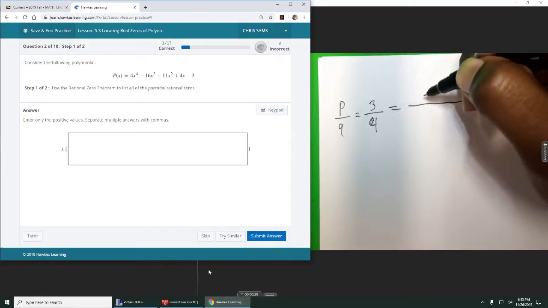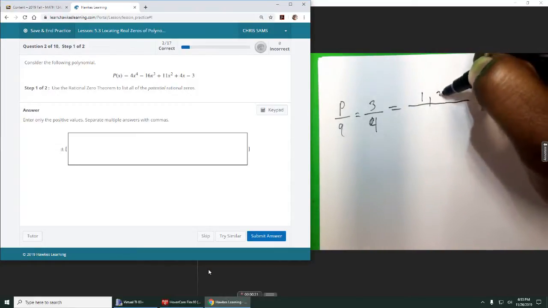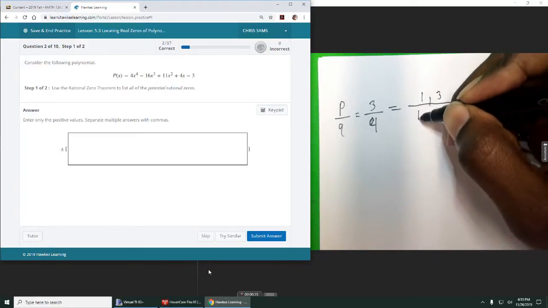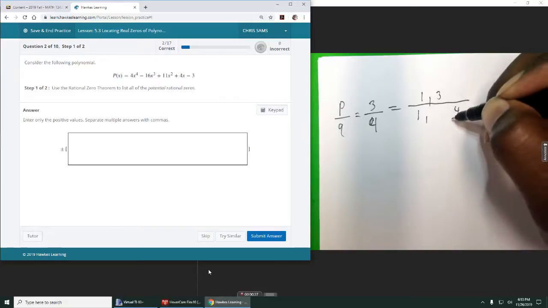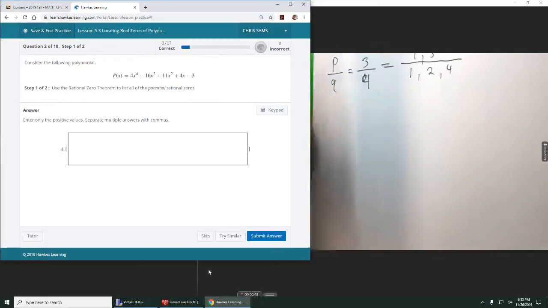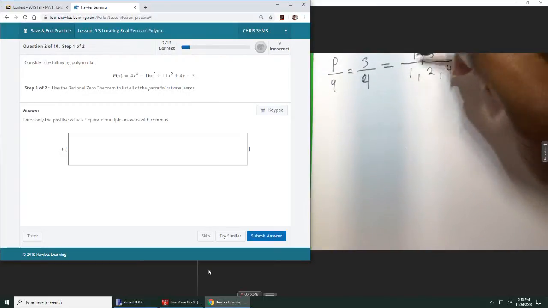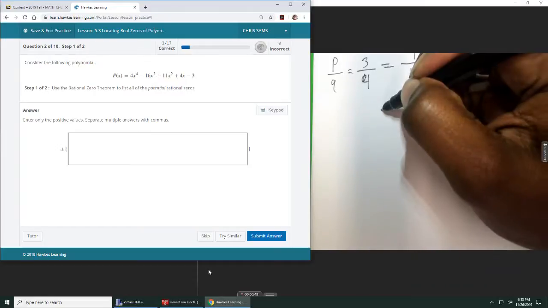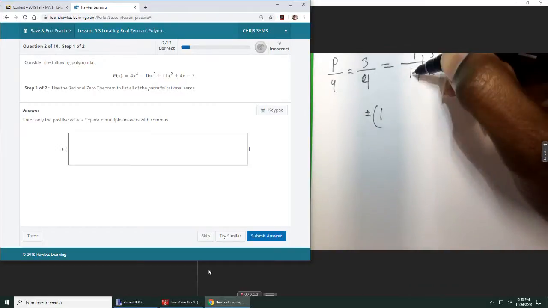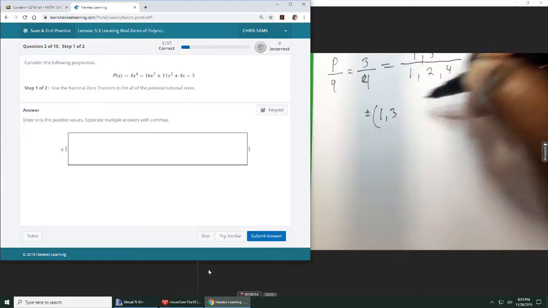Factors of 3 are just 1 and 3. That's it. 3 is prime, so we only get 1 and 3. Factors of 4 are 1 and 4, and then 2 times 2, so 1, 2, and 4. When we begin to list the possible zeros, we're going to start with these whole numbers. So 1 divided by 1 gives us 1, positive or negative. 3 divided by 1 gives us 3. So we get those two terms.